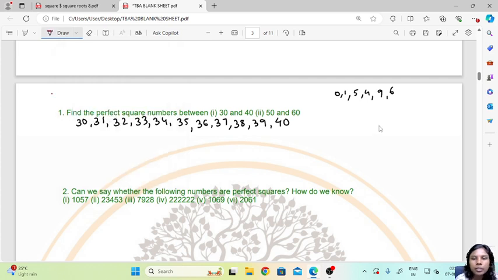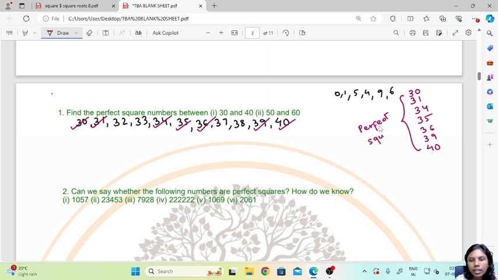So let's mark the numbers that have these digits. We have 30 here, then 31, 32 we don't have, 33 also we don't have, 34 we have, then 35, and lastly 36, 39 and 40. So all these numbers, that is 30, 31, 34, 35, 36, 39 and 40, can be perfect squares.